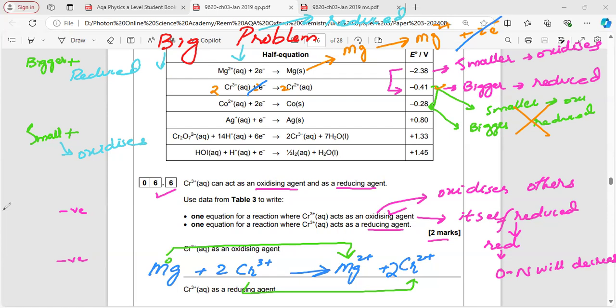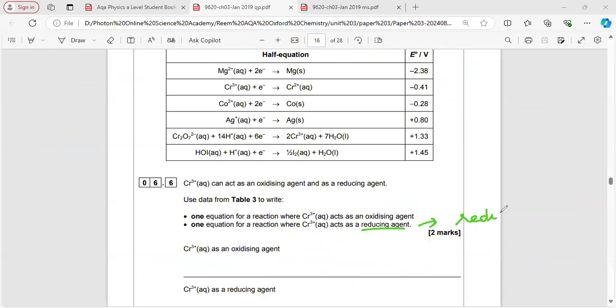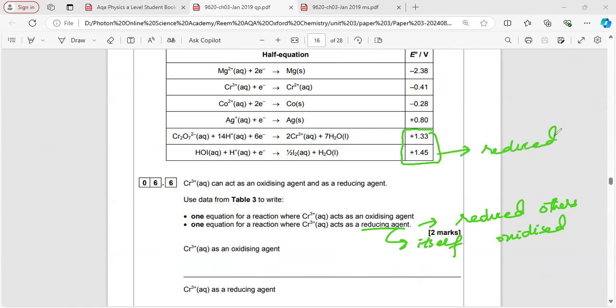Now let's jump to the other equations where chromium is acting as a reducing agent. You see, a reducing agent is the one that reduces others and itself is oxidized. So now I'm going to choose these two values. One is a bigger positive, one is a smaller positive. The bigger positive is the one that is reduced. The smaller positive is the one that is oxidized. Big problem.